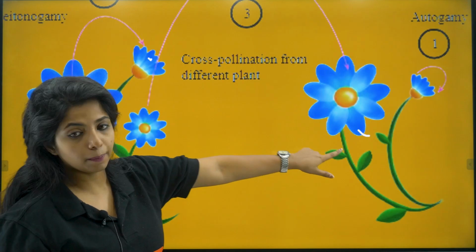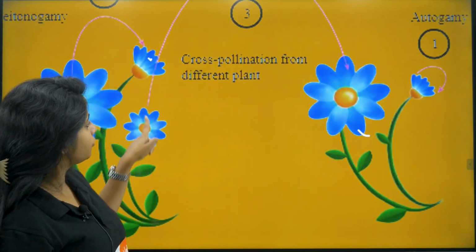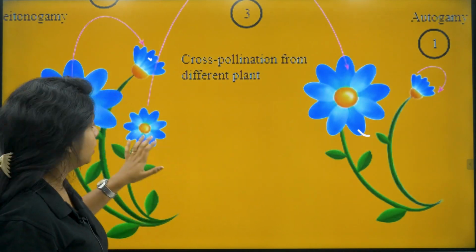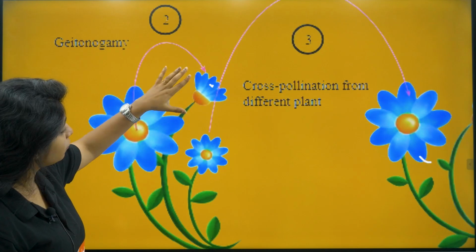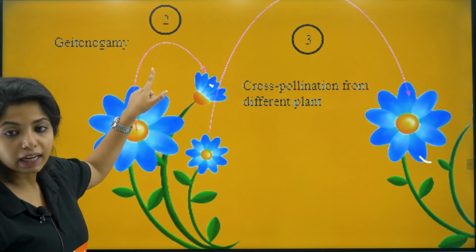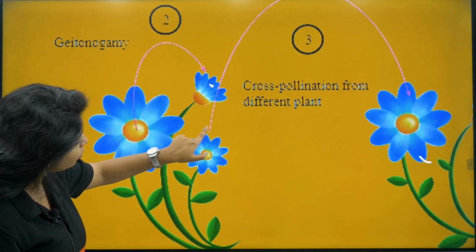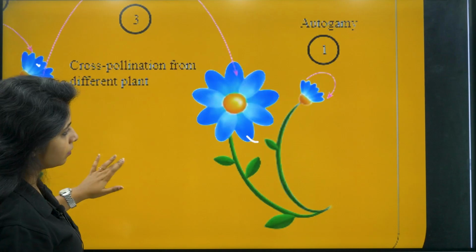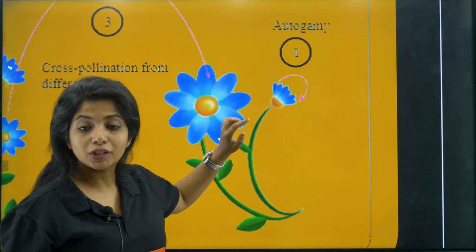Okay, so this is one plant, this is another plant. From here to here if it is coming, it is xenogamy. Now, from one flower to another flower of the same plant, what do you call it? Geitonogamy. From this flower to this flower itself, it is known as autogamy. Yeah, this is known as autogamy.